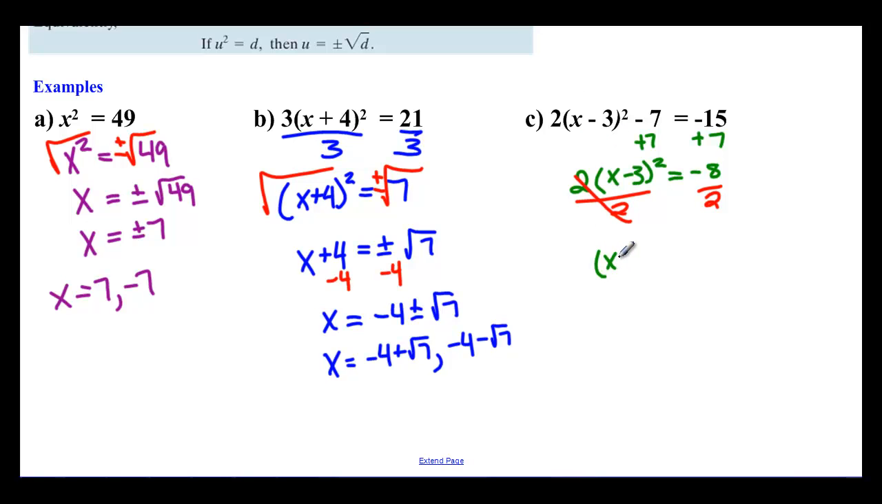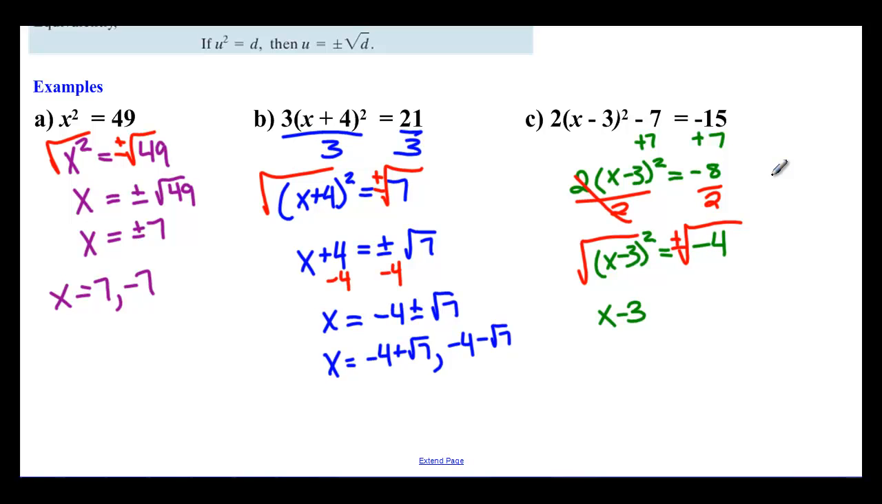And we're going to get x minus 3 squared equals negative 4. Well, now that we have the thing that's squared by itself on one side, so that x minus 3 squared, we're going to take the square root of both sides. And this will be plus or minus. So we're getting x minus 3 equals plus or minus the square root of negative 4.